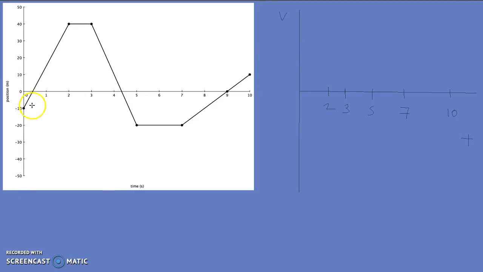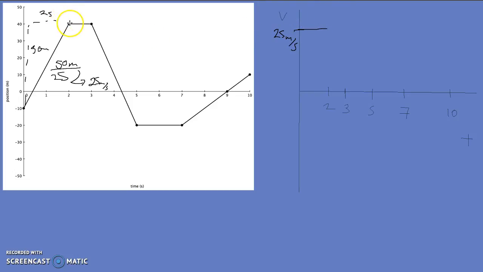Alright, so for this first segment, how do we find velocity from this graph? Well, what we're going to do is find the slope, so the rise over the run. So it goes up 1, 2, 3, 4, 5. That looks like 50 meters. And it takes 2 seconds. So something traveled 50 meters in 2 seconds, giving a velocity of 25 meters per second. So that means that up here, we've got something starting at 25 meters per second for 2 seconds.